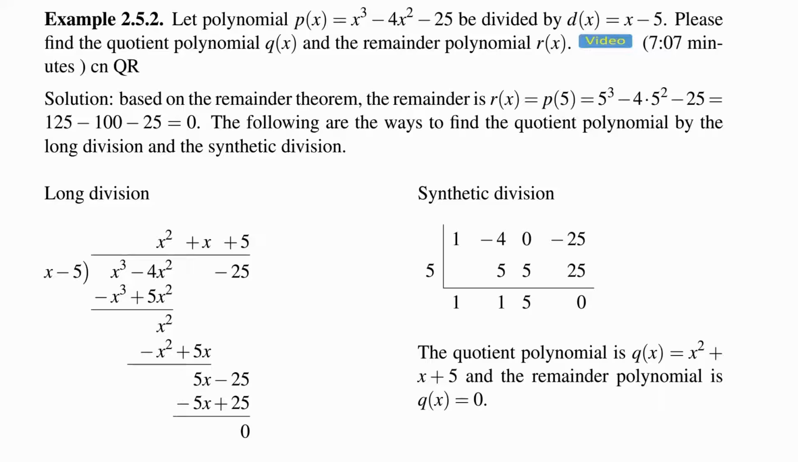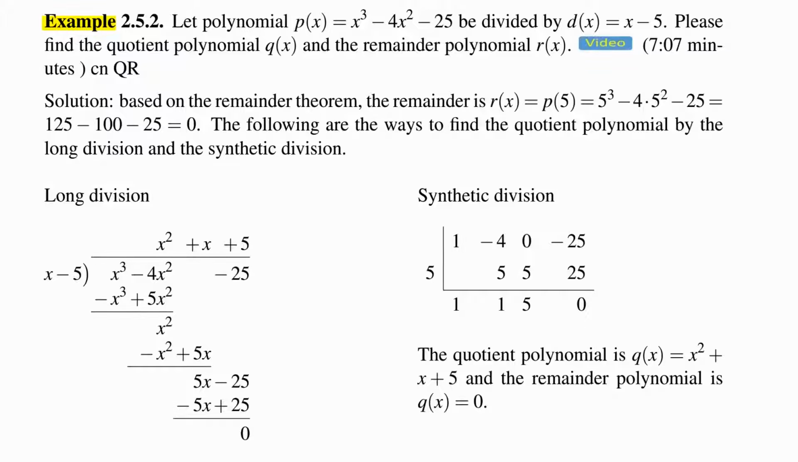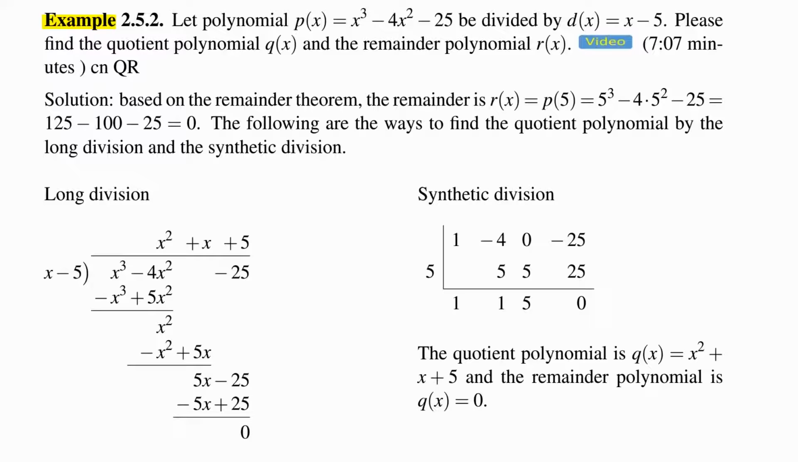In this video clip, we're going to talk about the example here. This example says: let polynomial p of x, which is x cubed minus 4x squared minus 25, be divided by d of x, which is x minus 5.